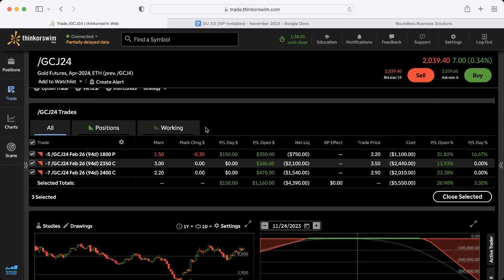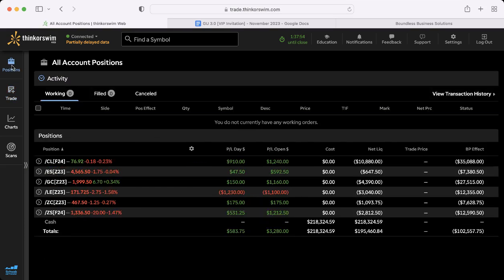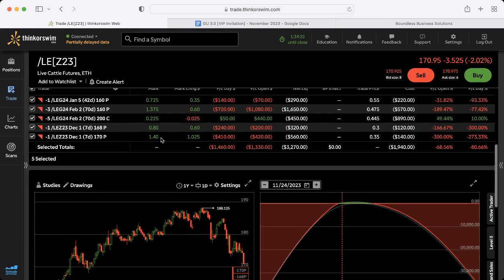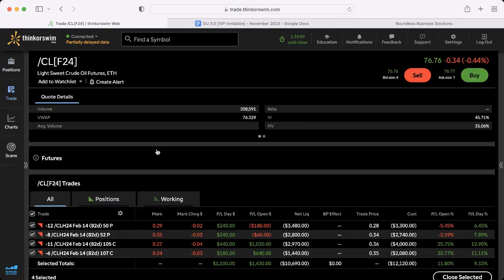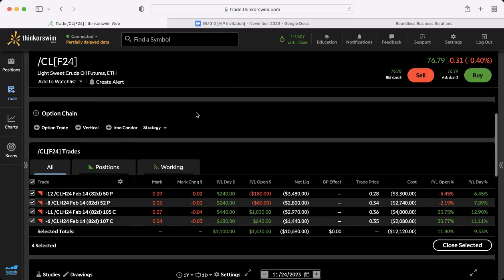Okay, so there we are. The positions that we have in gold. All right, so that's where we're at. I hope that this helped, and that you got something out of this today about how to use Thinkorswim. This is the Thinkorswim Web. That's the one you want to use.